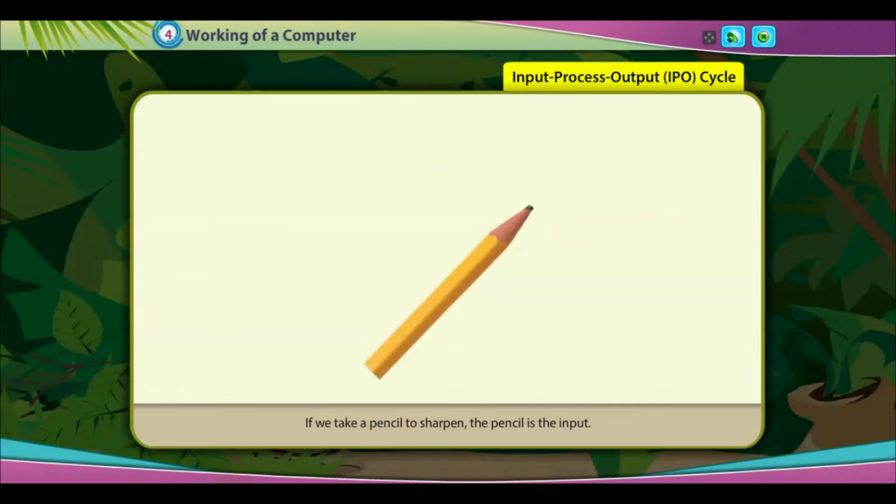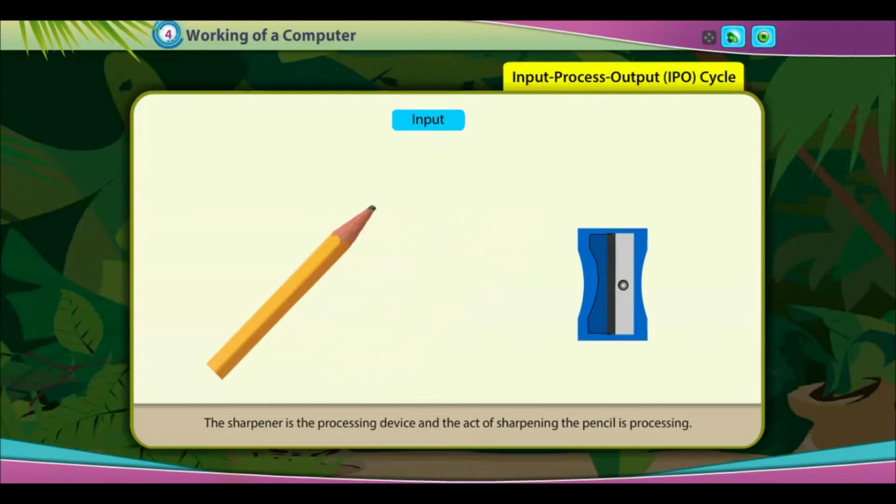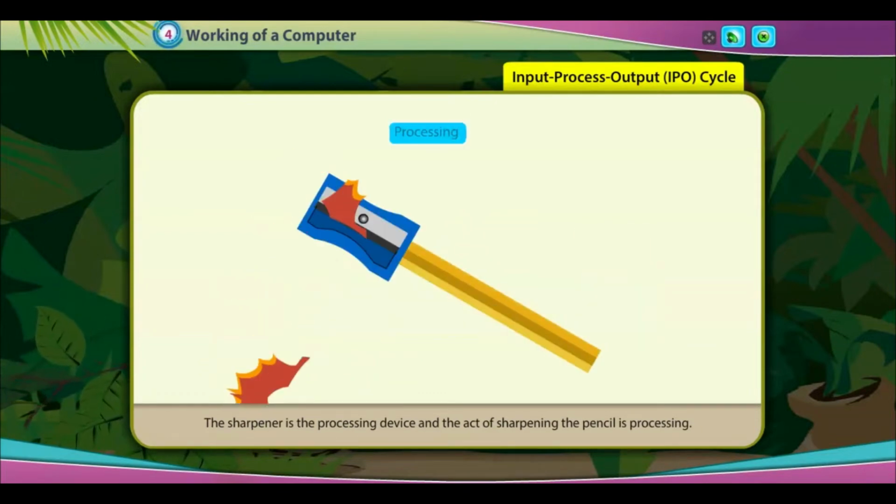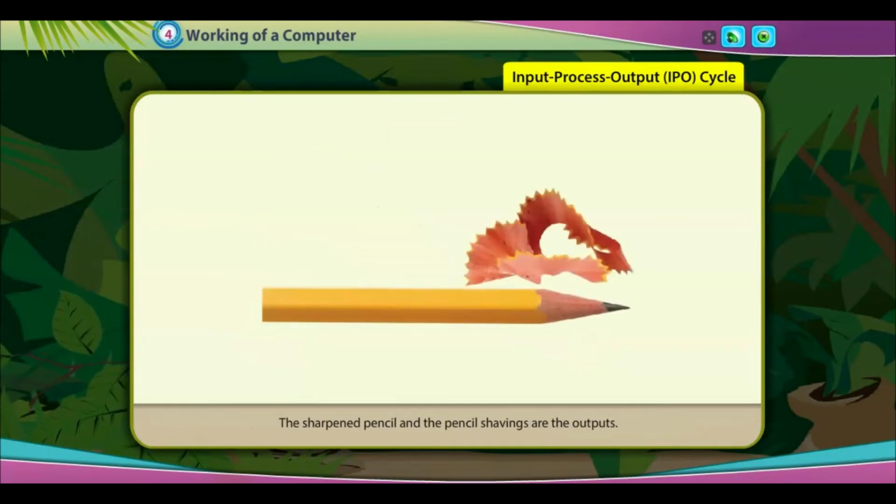If we take a pencil to sharpen, the pencil is the input, the sharpener is the processing device, and the act of sharpening the pencil is processing. The sharpened pencil and the pencil shavings are the outputs.